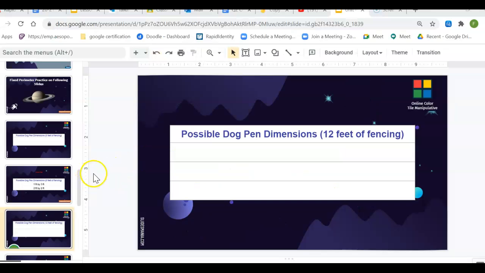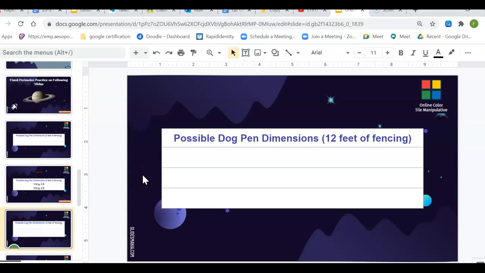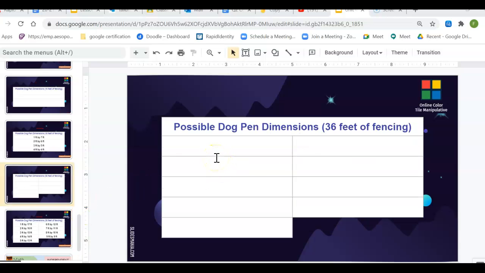So those are two possible solutions for that one. All right, so on the next slides coming up, I've got 3 more for you to practice on. 3 more possible dog pen dimensions with 3 different amounts for you to work on and for you to give the possible answers to. The first one's going to be 12 feet of fencing. So I want you to find the dimensions, just similar to what I did before. Find all the possible dimensions for that one. And next, I want you to find all the possible dimensions for 16 feet of fencing.